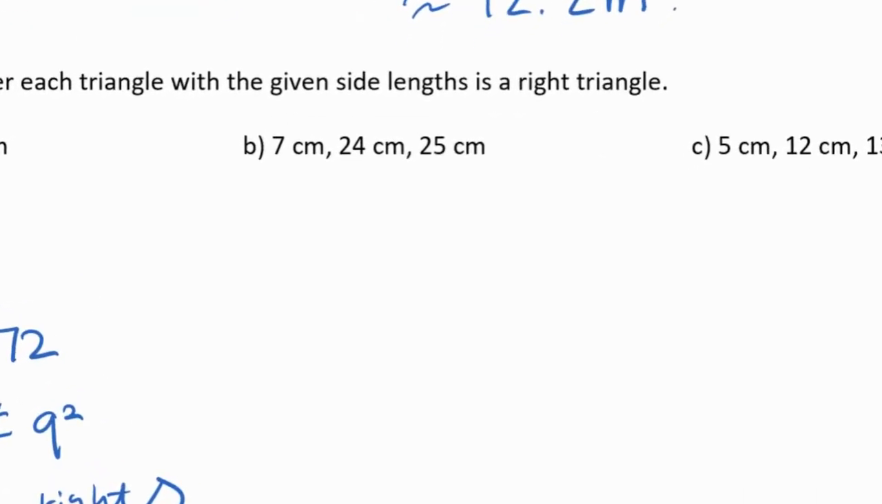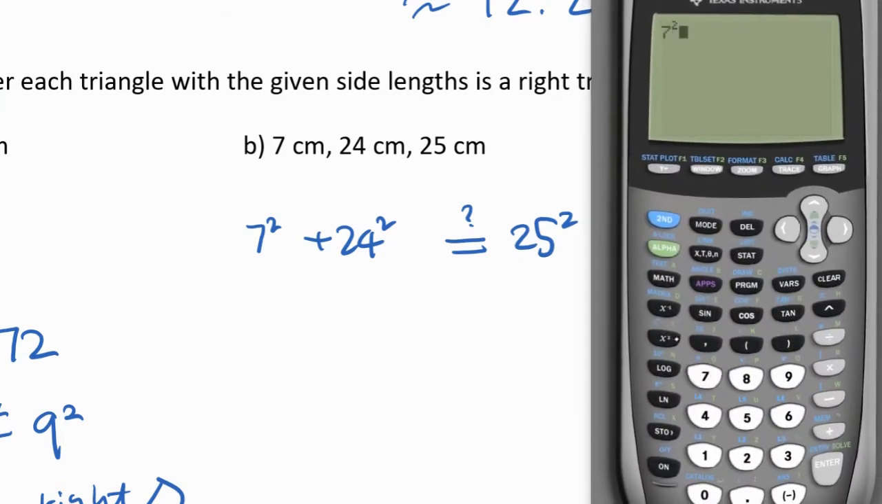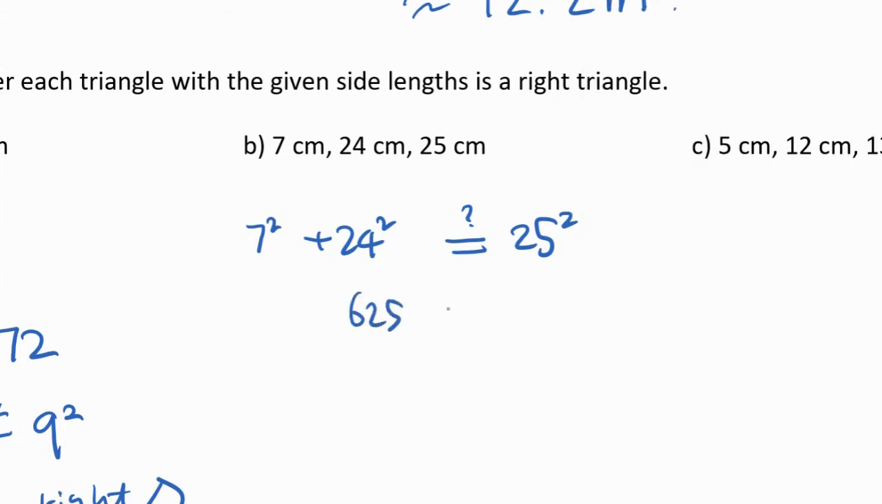Let's do this one. We're going to square each number. This is the hypotenuse, so circle the hypotenuse. We're going to square 7 and square 24 and see if you get 25 squared. Let's test it using your calculator. 7 squared plus 24 squared is 625. 25 squared is 625. They are equal, so it is a right triangle.